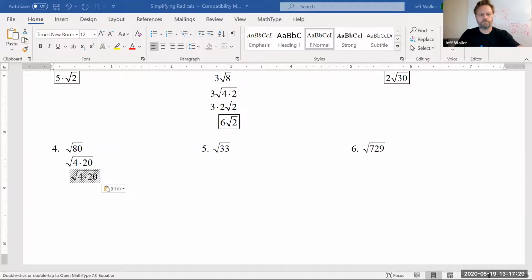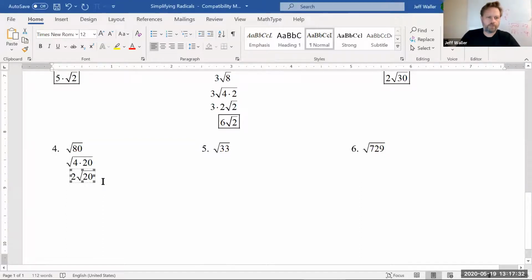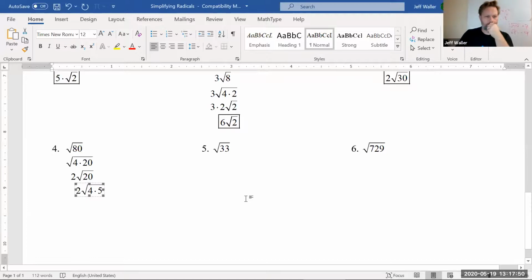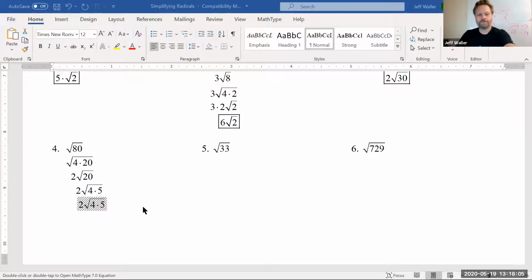2. Now look at 20. Can 20 be broken down? Of course it can. To 10? What's 20 divided by 4 again? 5. Yeah. So I can write it like that. And what's the square root of 4? 2. All right. So then the square root of 4 is 2.